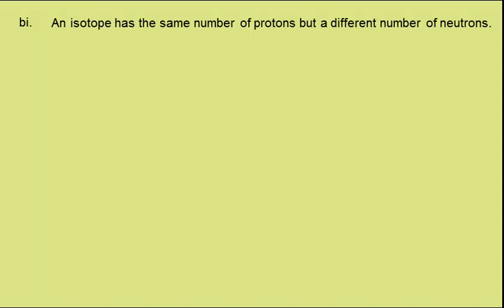In B, we're told the specific charge of the nucleus of another isotope is 4.8 times 10 to the 7 coulombs per kilogram. In part 1, we need to state what is meant by an isotope. An isotope has the same number of protons but a different number of neutrons. In part 2, we need to find the number of neutrons in this isotope.